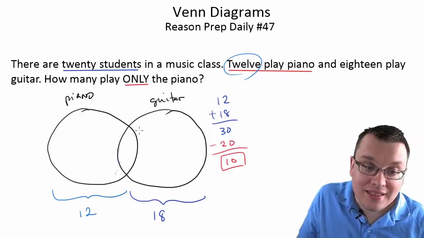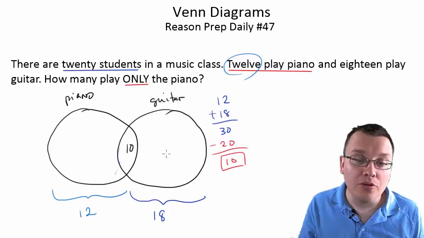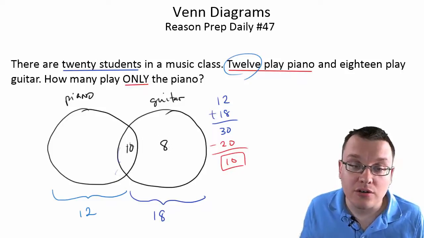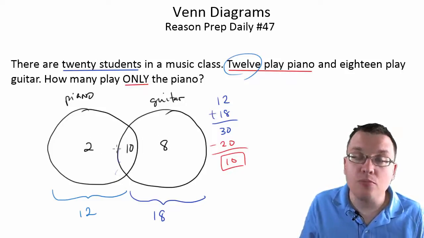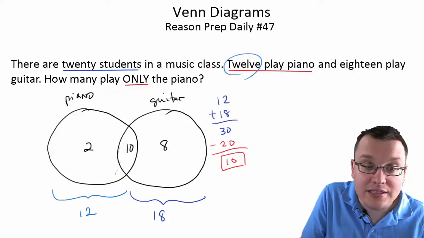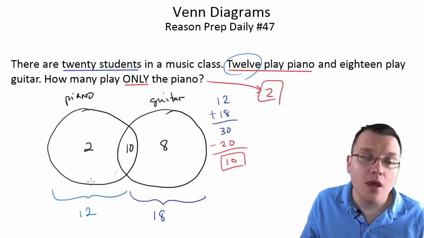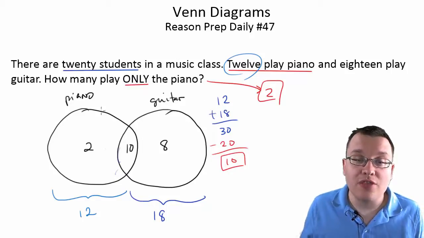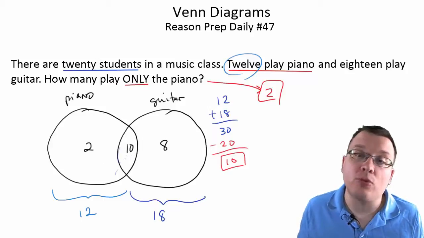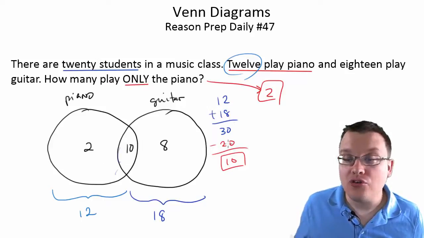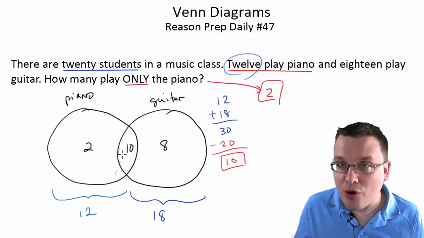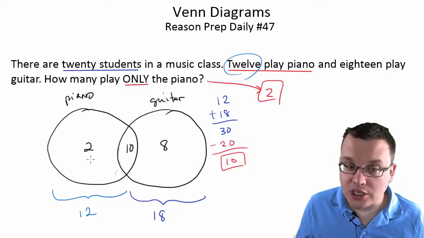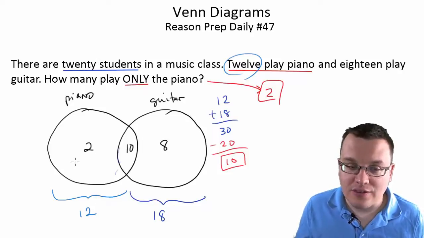So that means this is the overlap. 10 people play both, and since 18 play guitar, that must mean 8 play only the guitar, because notice 8 plus 10 is 18. And here then 2 must only play the piano, which by the way is the answer to our question, 2. We can see this based on the fact that when you add these two circles, you're adding the overlap twice. You're double counting the people who play both. So when you subtract the total and you get 10, that's your overlap. That's the people who play both. Then you can figure out who plays just the piano and who plays just the guitar. And in this case, we get 2.